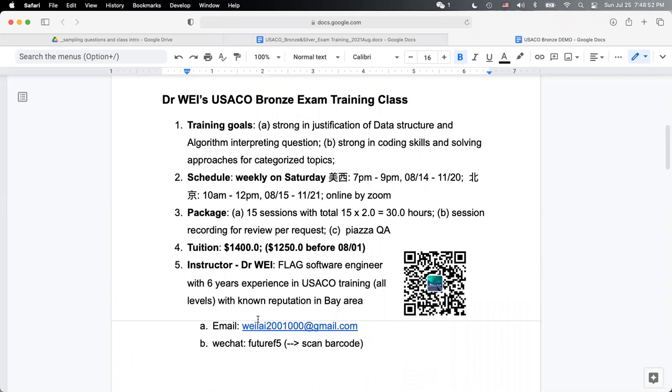Let me jump back to the class schedule because I see some people joined late. So this is the class schedule. We're going to have classes starting from the 15th, sorry, the 14th, because of PT time. From August 14, we're going to start our sessions every Saturday from 7 p.m. We're also going to deliver by Zoom. Total is going to be 30 hours for 15 sessions, right?